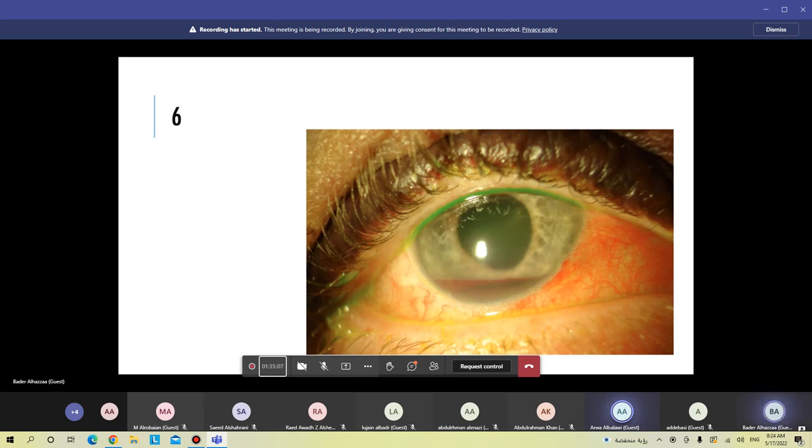Yeah. So let's say the patient presented to the ER after blunt trauma with pain, redness, and decrease in vision. How would you assess this patient?